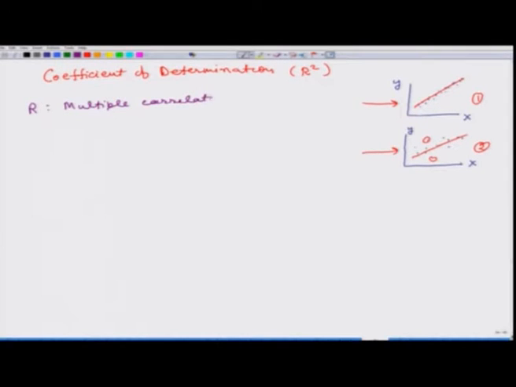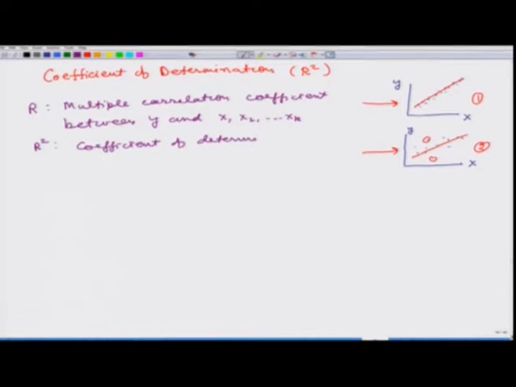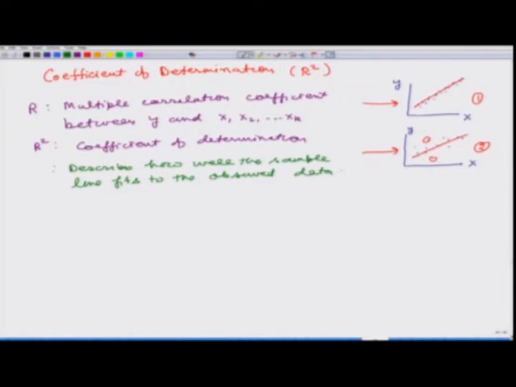So, if I define R to be the multiple correlation coefficient between y and x1, x2, up to xk, then the square of this multiple correlation, denoted as R square, is called the coefficient of determination. The utility of R square is that it describes how well the sample line fits the observed data, and in some sense this measures the goodness of fit of the model.